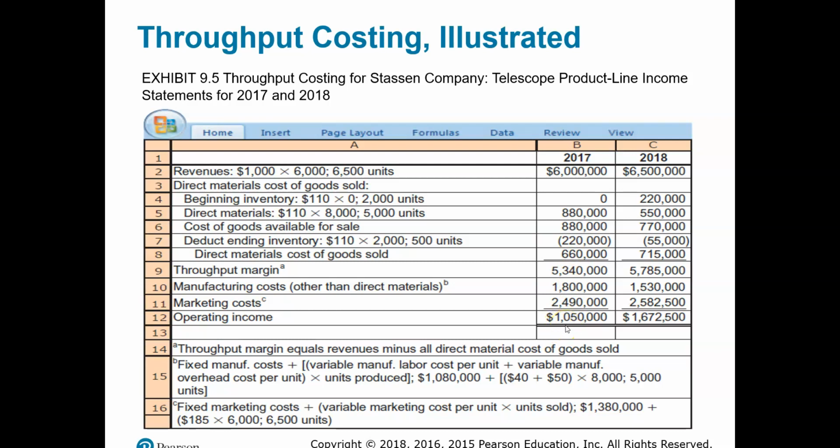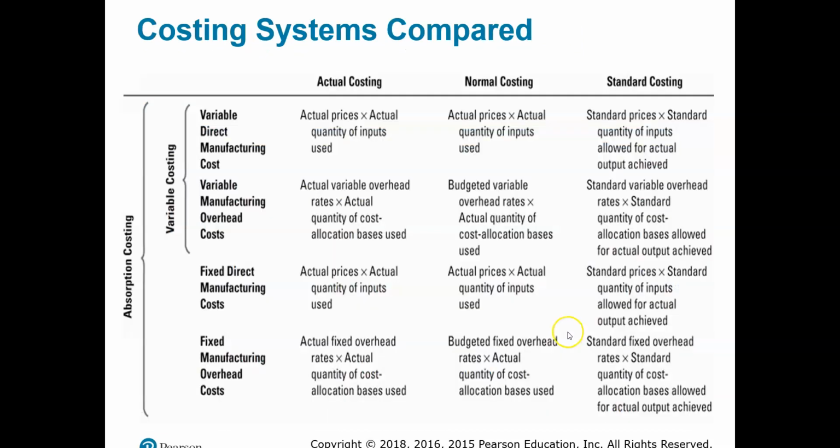And as you can imagine, operating income is going to be different for absorption costing, variable costing, and throughput costing, depending on the number of units produced if they do not equal the number of units sold. We actually have our costing systems compared between actual costing, normal costing, and standard costing. This would be a very good thing to look at and make some comparisons. Maybe that'll help you understand it a little bit better.